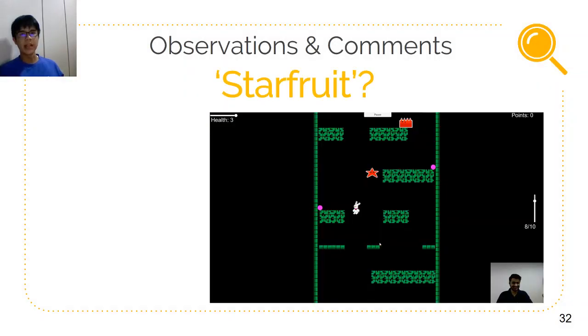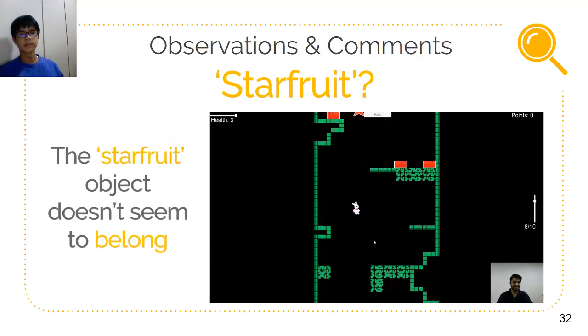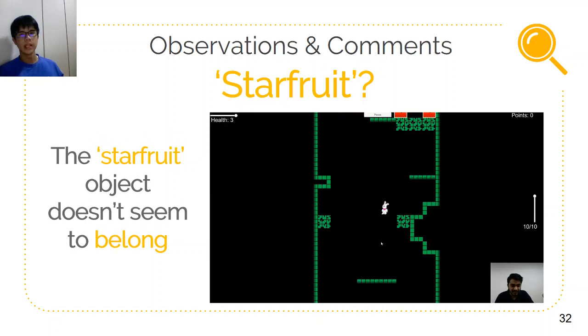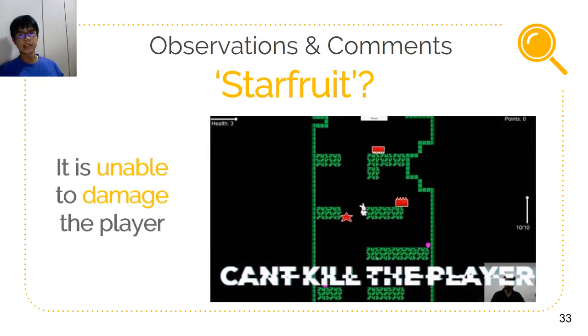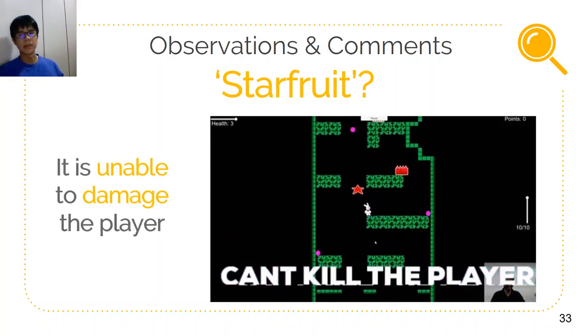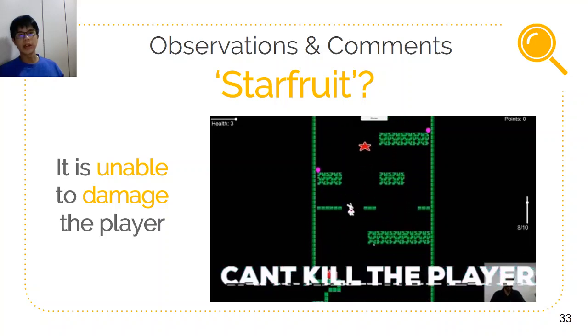One of the enemy types is now weird, according to the playtester. This playtester had feedback that the enemy does not seem to belong in the game. Also, the star fruit will never be able to damage the player. This does not give the player any challenge, and there is no point in having it there.